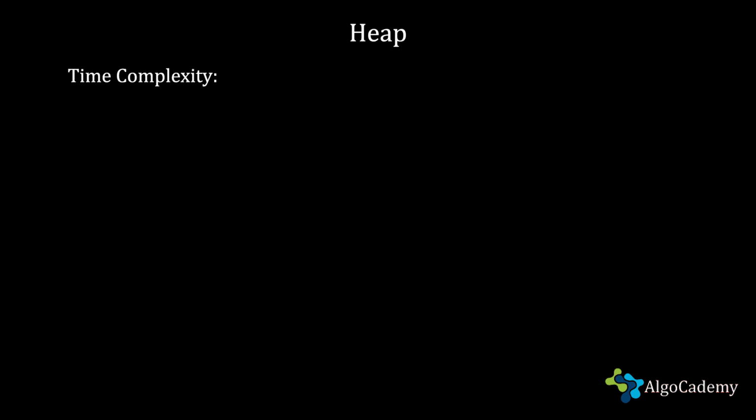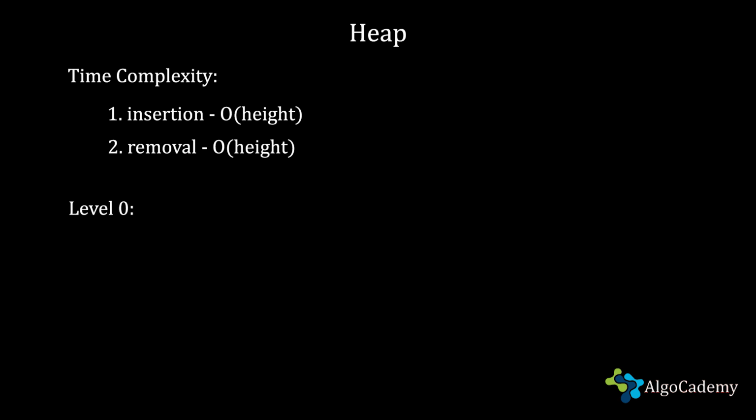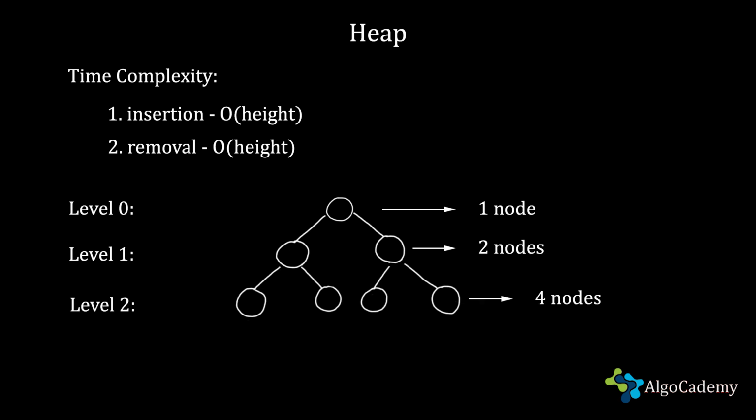Now let's analyze the time and space complexities. For the time complexity, we have proven that an insertion and the removal operations are performed in big O of height time. But what is actually the maximum height of a heap? Because a heap is a complete binary tree, in the worst case scenario, on level 0 we are going to have one node. On level 1 we are going to have 2 nodes. On level 2 we are going to have 4 nodes, and so on and so forth.